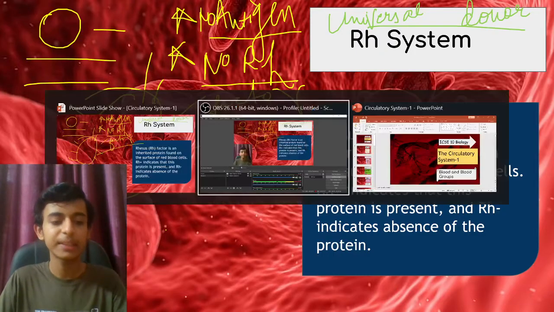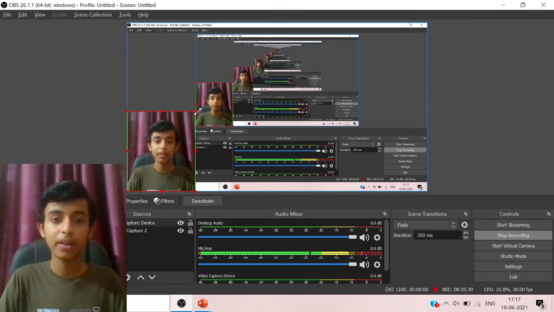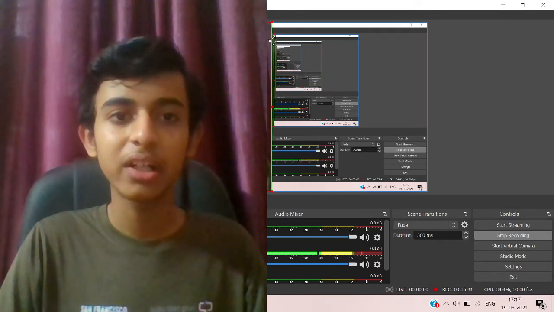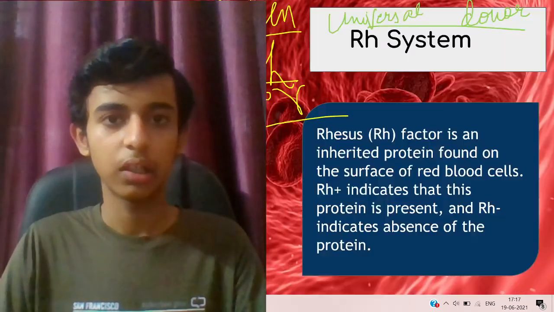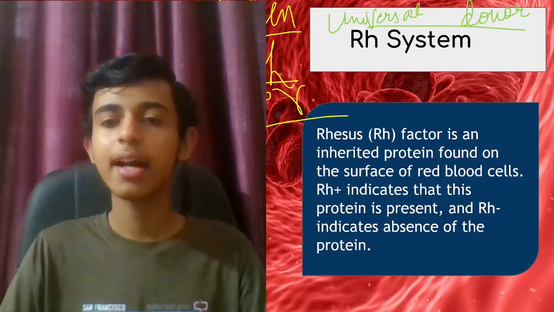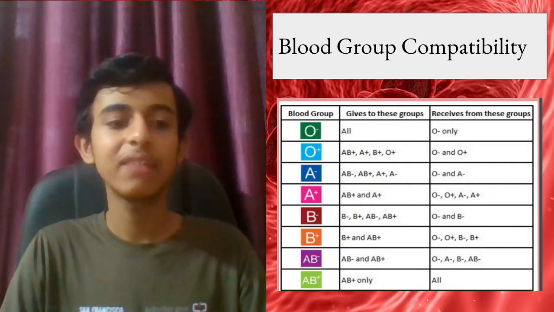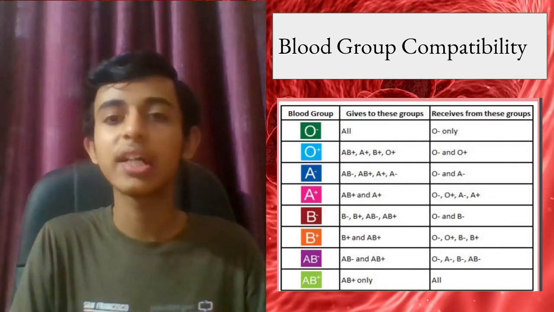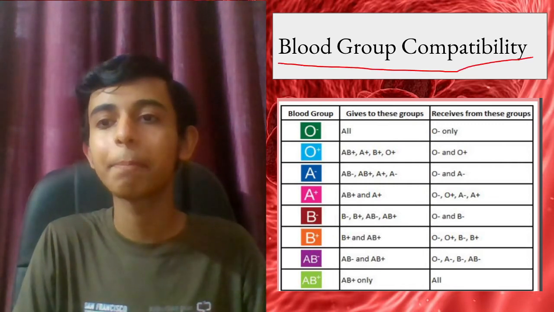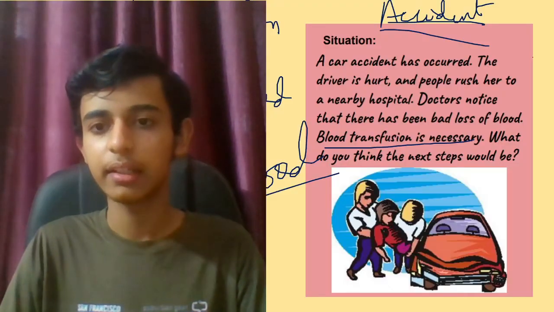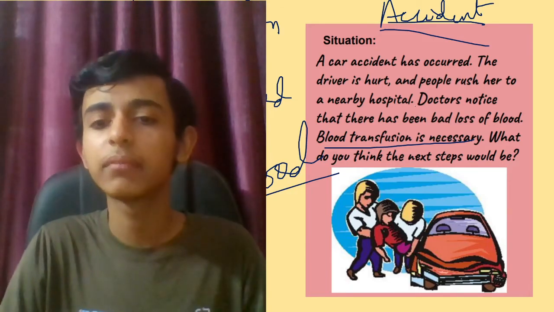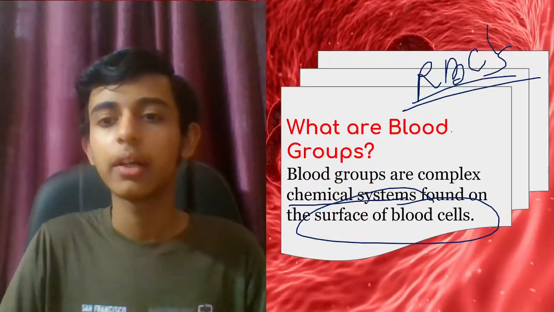So this was something which I wanted to make super clear. I hope it was. And if the orientation was not fine, then sorry for that. Okay. Clear, Rh system. Now something very important, which I explained just now, blood group compatibility. Like in this situation, if you could see, the conclusion was to transfuse the blood.